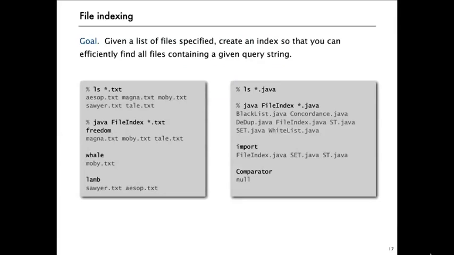So more generally, here's the goal. We're going to have a list of files that are specified, and maybe it's all files on the computer, or maybe it's specified in some other way. And what we want to do is create an index so that we can efficiently find all the files that contain a given query string.